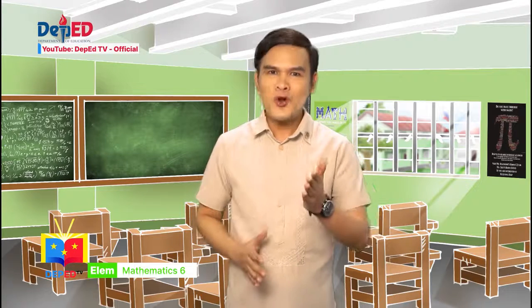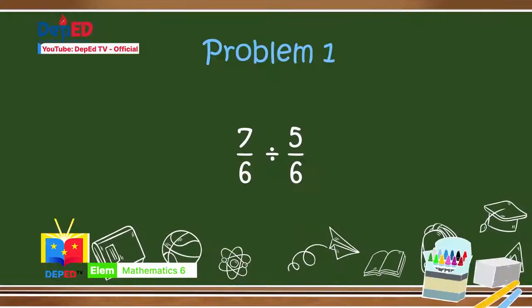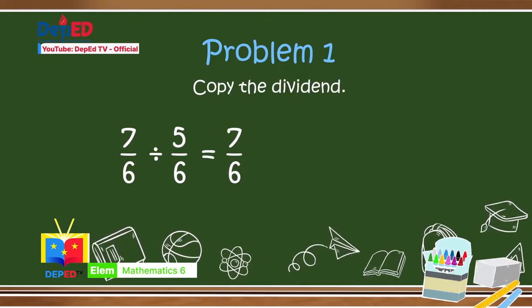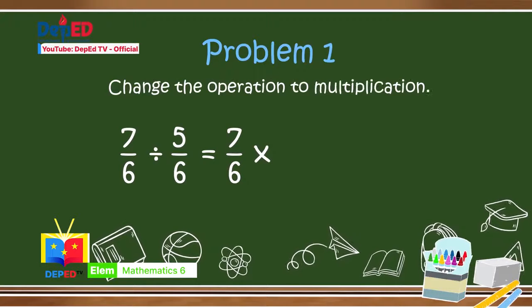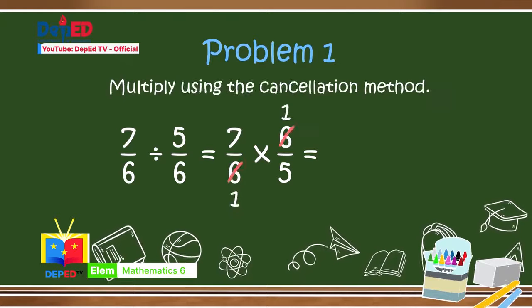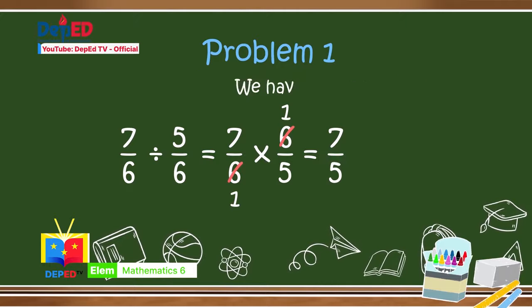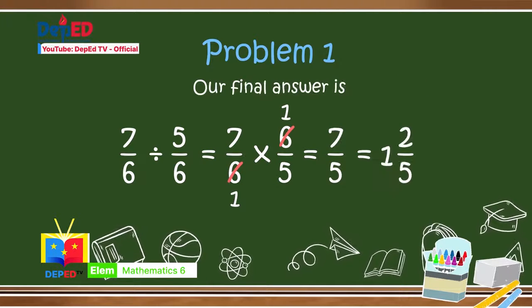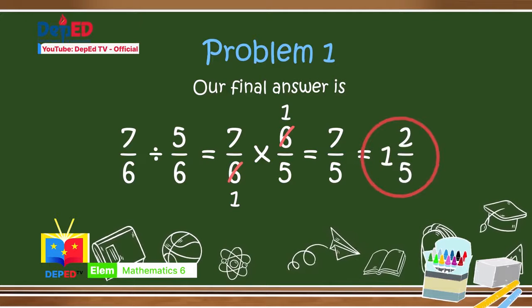Let us check your answers. Number 1. 7/6 divided by 5/6. Copy the dividend. Change the operation to multiplication. Flip the divisor. Multiply using the cancellation method. We have 7/5. So our final answer is 1 2/5.